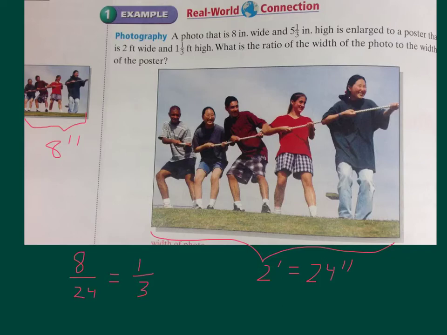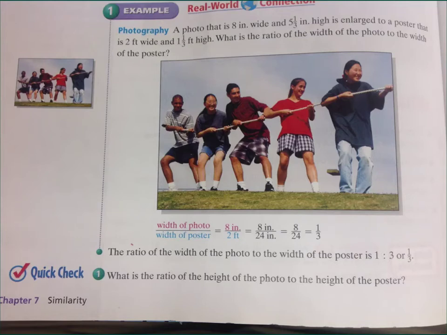Biggest point here is to make sure you have everything in the same units before you set up your fraction and reduce. Quick check number 1 is asking us to write a ratio of the height of the photo to the height of the poster. Please pause the video while you try to figure this out. Well, the height of the photo is 5 1/3 inches. The height of the poster is 1 1/3 feet.